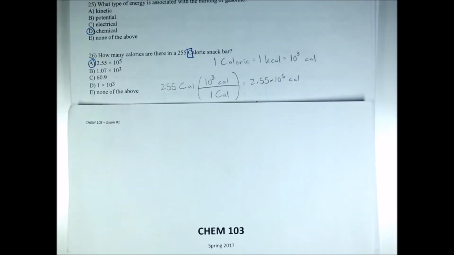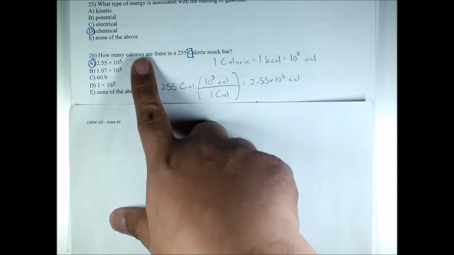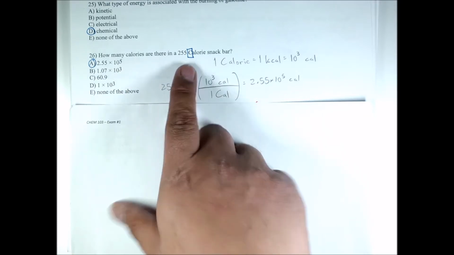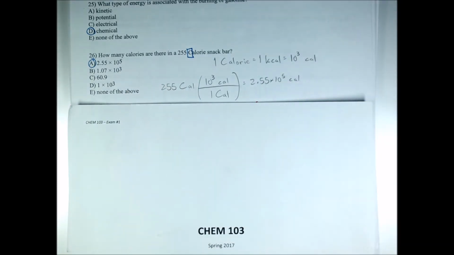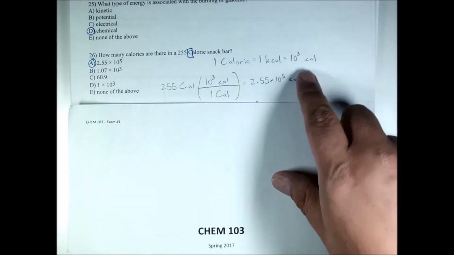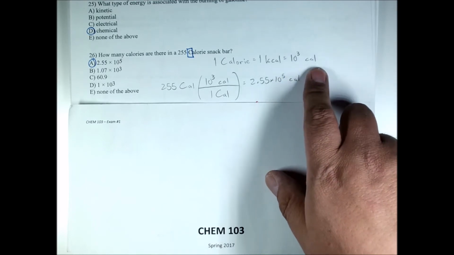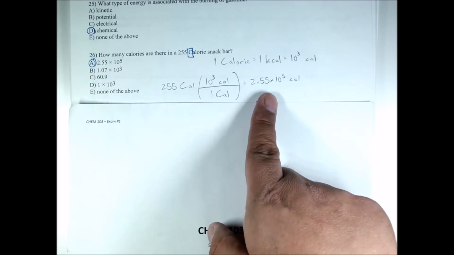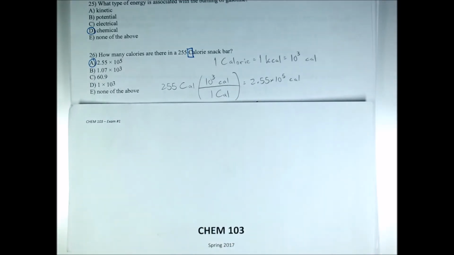All right, so here is the trick question on the exam. The key here was recognizing the difference in the lowercase c and the capital C. And recall that if it is a capital C, we say that it is a kilocalorie or a food calorie, which is equal to 1,000 of the lowercase c calories. So you just had a factor of 1,000 here, so you should have ended up with times 10 to the 5.